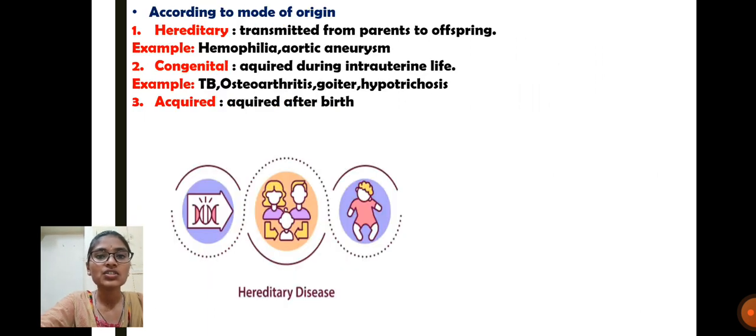Next classification is according to mode of origin: hereditary, congenital, acquired. Hereditary is transmitted from parents to offspring, congenital is acquired during intrauterine life, and acquired is acquired after birth. Hereditary, from parents to child.